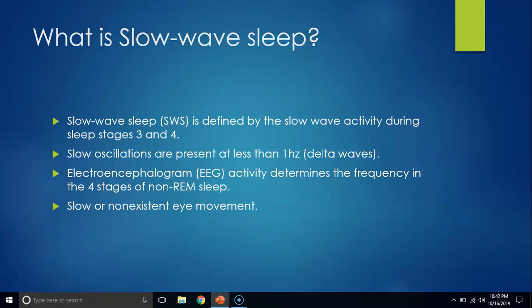I'm going to quickly go over what is slow wave sleep. Slow wave sleep is defined by the slow wave activity during sleep stages 3 and 4. Their slow oscillations are present at less than 1 Hz, which produce delta waves. And the way that we measure these waves and frequency is with an EEG, which measures the frequency in the 4 stages of non-REM sleep. Slow wave sleep is also characterized by slow or non-existent eye movement, compared to rapid eye movement during REM sleep.